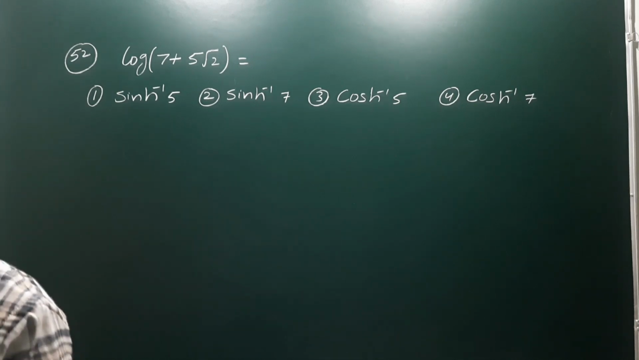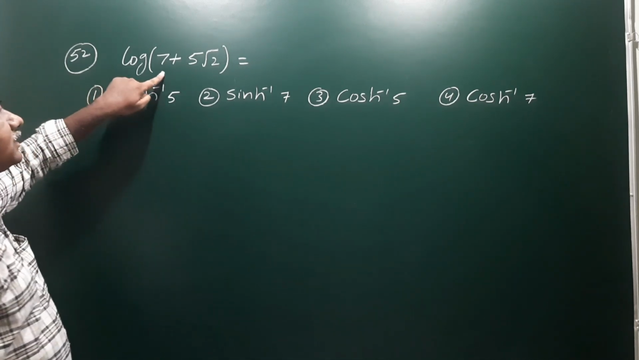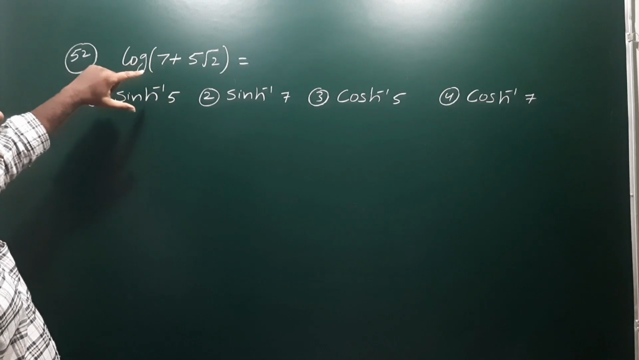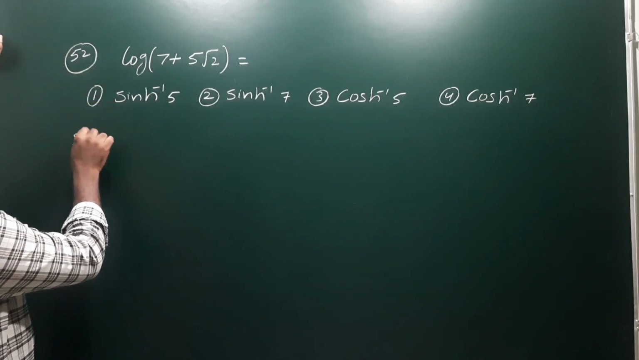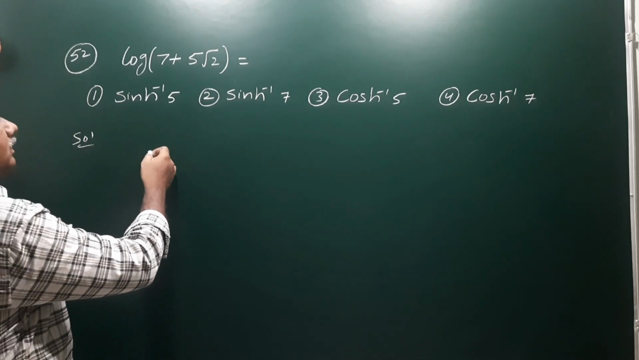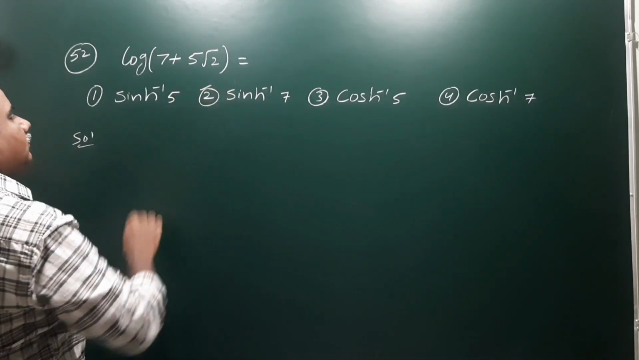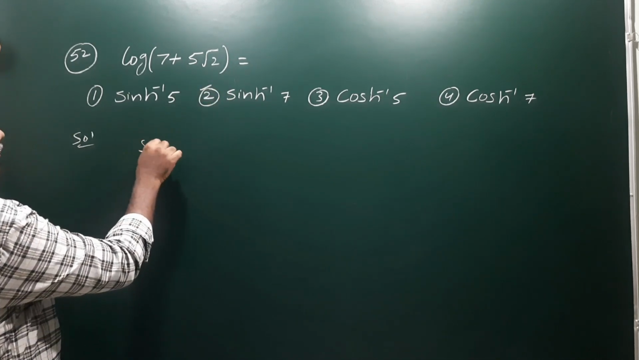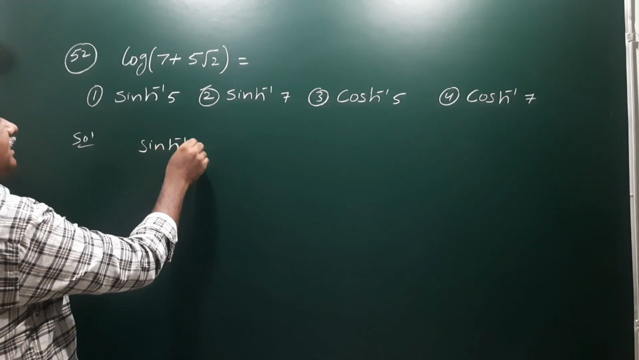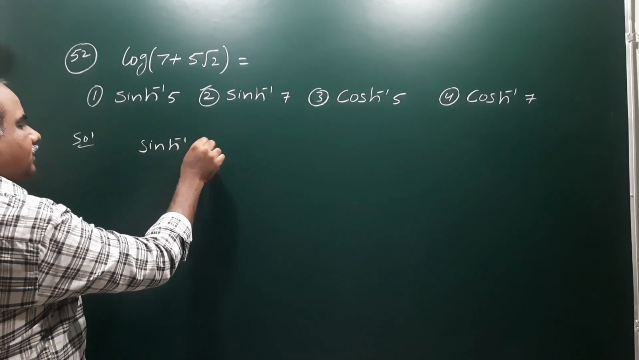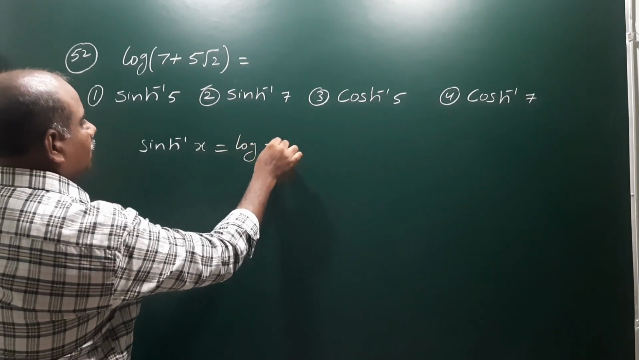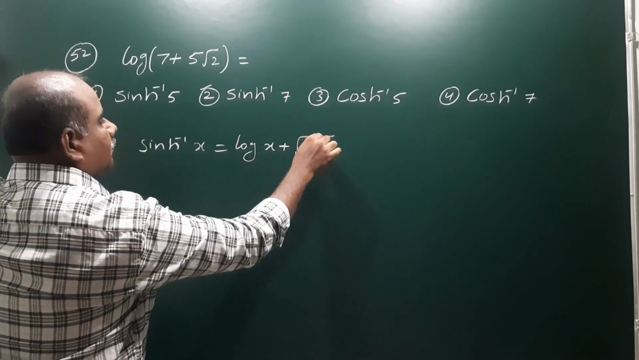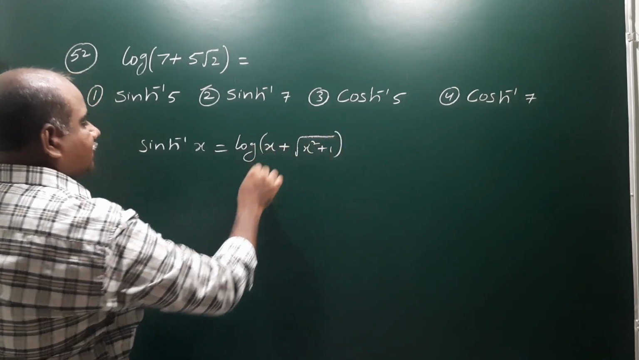Okay, 52nd one, log of 7 plus 5 root 2. We have to find the value of this function. Solution. Let us take sinh inverse 7. First of all, write the formula. Sinh inverse x is equal to log of x plus root of x square plus 1.